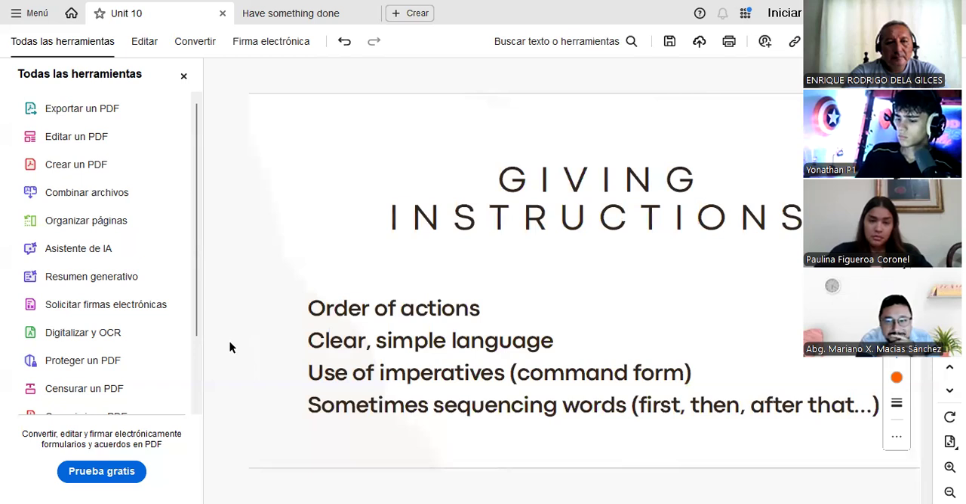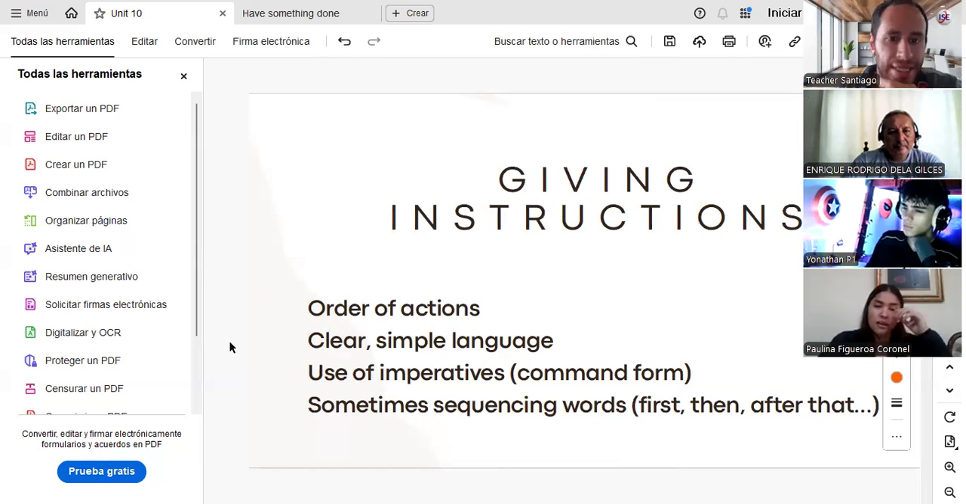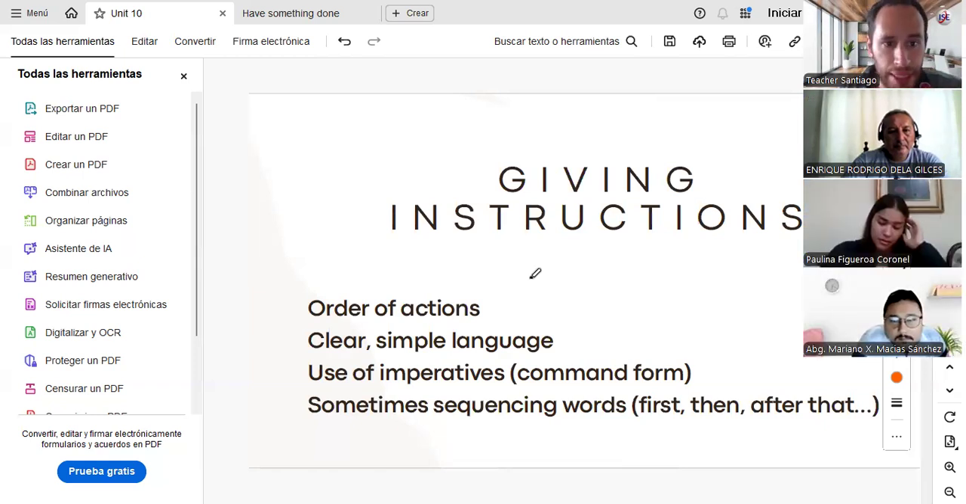Guys, students, do you remember which verb tense we use for giving instruction? There's a special structure for giving instructions, giving advice. We use the imperative, right? So let's check. Do you remember imperative? Okay, no worries. Let's check.